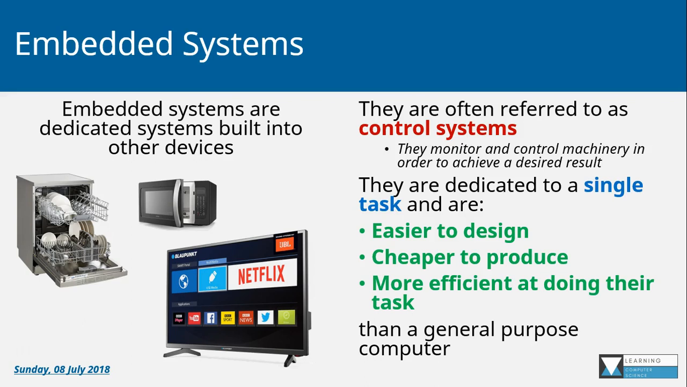Now, embedded systems are sometimes referred to as control systems, since they control the machinery, okay? They control what goes on in these bits of hardware. And they are usually just a single task or very, very few tasks. Because they only have a single or few tasks, they're a lot easier to design, a lot cheaper to produce, and they are more efficient at doing their task because they haven't got loads of programs and things that can go wrong. It's only got one specific task, so it's only got to be programmed to do that one. Therefore, there won't be as much that's going to go wrong, hopefully.